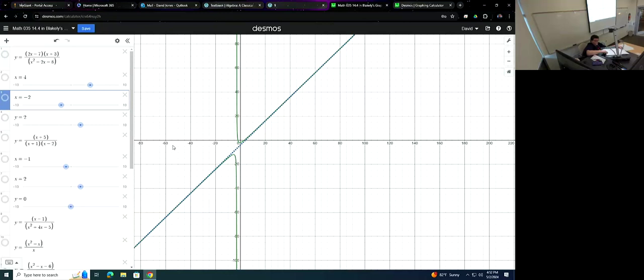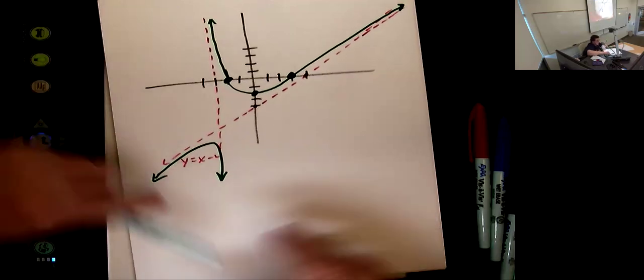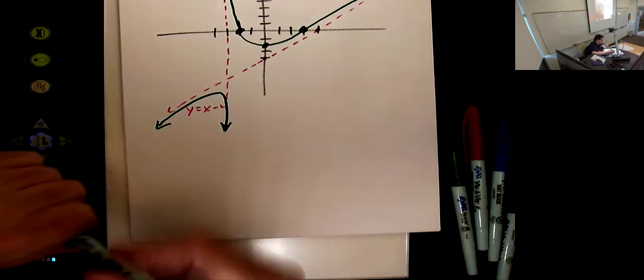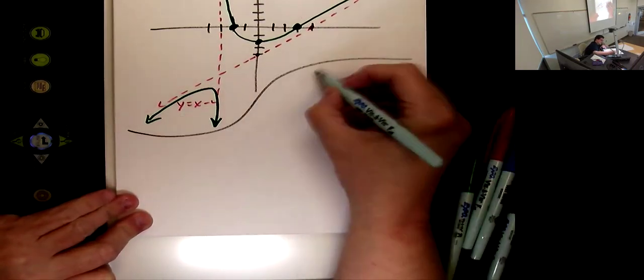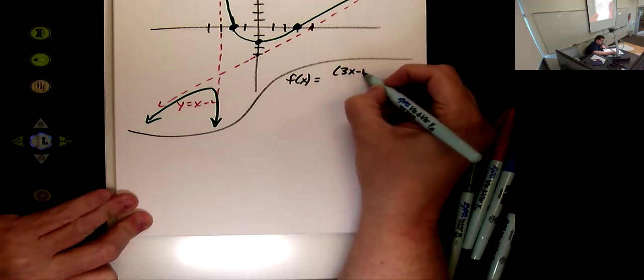All right, one more that's a little more complicated, but not too bad. It's again only going to be 1 degree higher. We're going to do f of x. I'll give it to you in factored form.